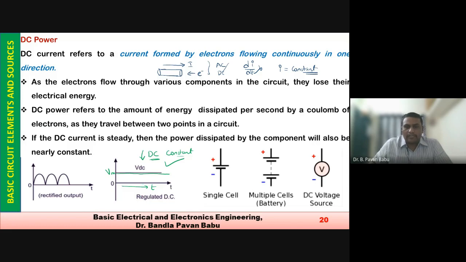Or we can call it a regulated DC. So let us note this term, regulated DC. This is the actual DC we require.